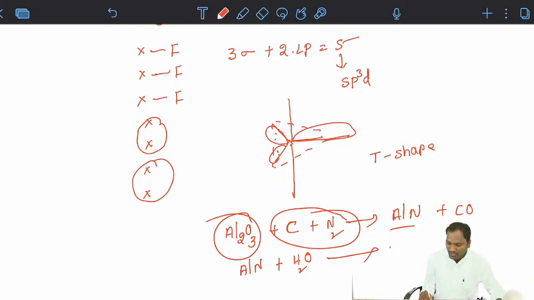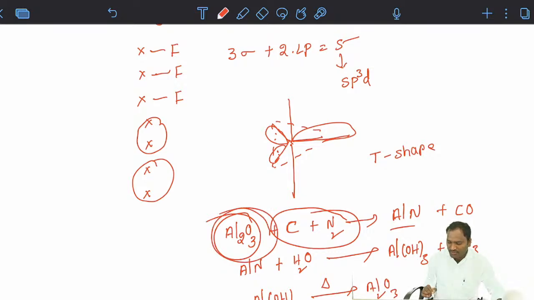Now nitrides on hydrolysis, we get respective metal hydroxides and ammonia, students. So aluminium hydroxide, it is a precipitate, and ammonia. So in the next step, aluminium hydroxide, if you heat, you get Al2O3. So impurities will be left here only. Still, if silica is there, carbon monoxide, on heating will be removed.